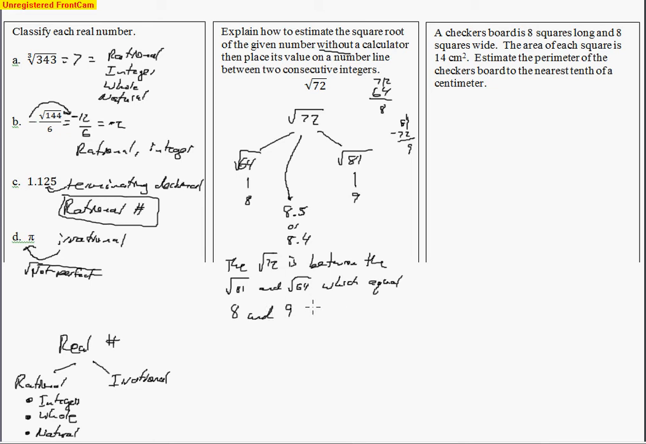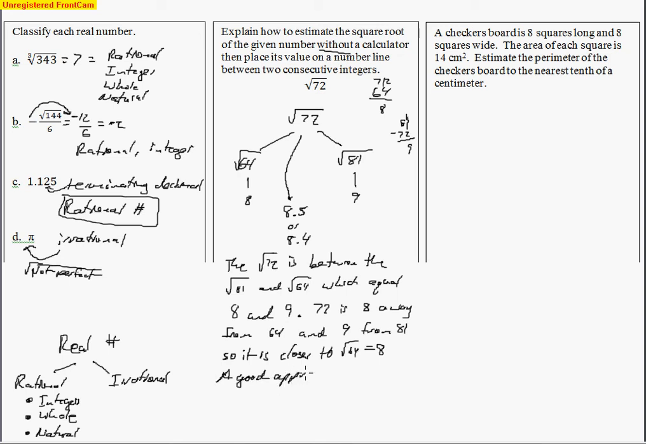And then I can say 72 is 8 away from 64 and 9 from 81. So it is closer to the square root of 64, which equals 8. And so a good approximation would end up being 8 5/10. It's a little bit closer to 8 rather than 9, but it's going to be almost right in the middle.